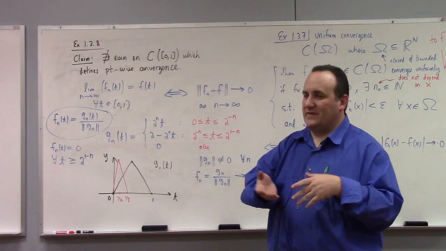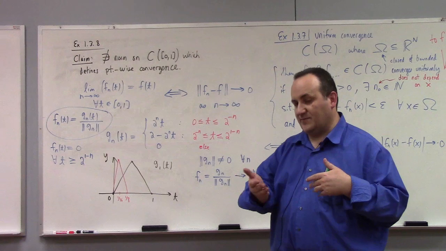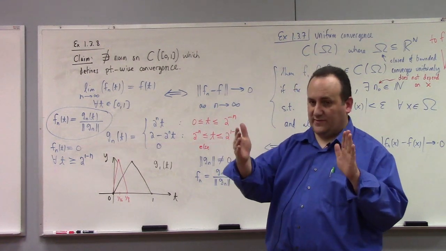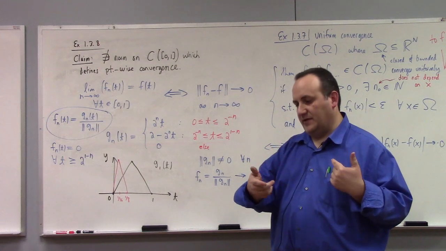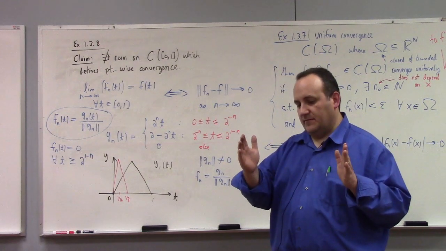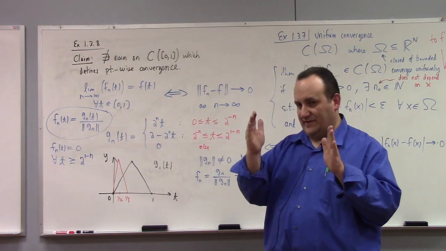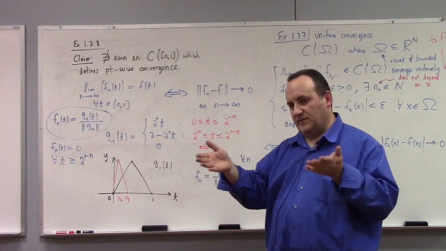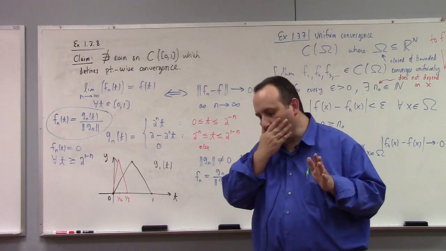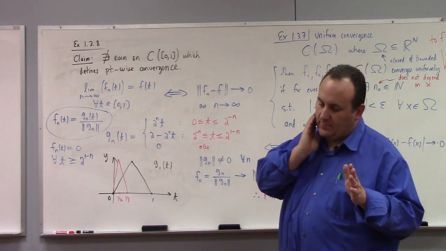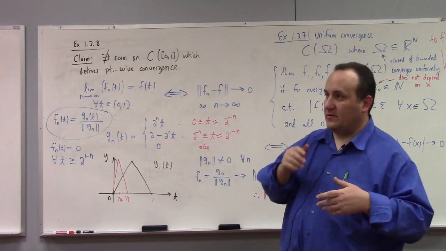The distance function is symmetric. The distance from x to y is the distance from y to x, because the norm of x minus y is the norm of y minus x. The distance from a point to itself is 0, because the norm of x minus x is the norm of 0, which we assume is 0. And then there's the triangle inequality as well.